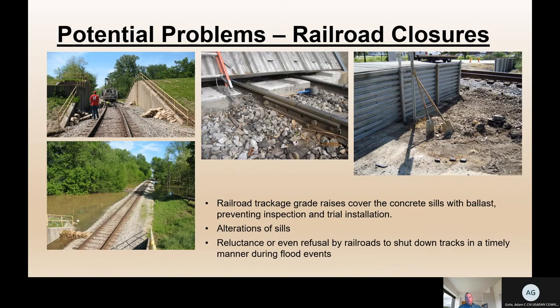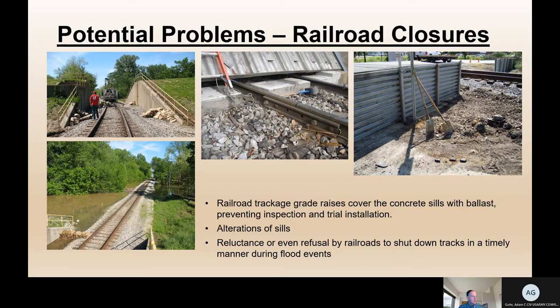And so that means the local sponsor won't get the opportunity to do a trial installation across the railroad because the railroad would be highly resistant to taking their track out of service and removing rails to do that. So that's something to keep in mind. Alteration of sills, that top middle photo shows a strange alteration by a railroad to a sill at a railroad closure that resulted in an opening just above the rails at the location where the hydrostatic pressure, of course, is the greatest. And then finally, reluctance or even refusal by railroads to shut down their tracks in a timely manner during actual flood events. So Hawesville, Kentucky, 2011, that's what these photos are.